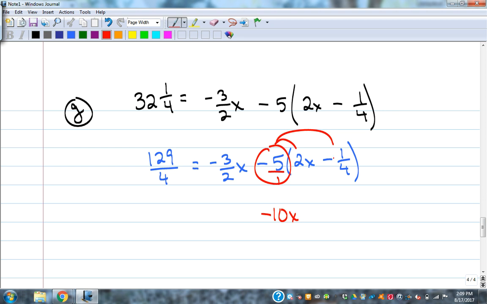And then -5/1 times -1/4. Which one? I heard two answers. I heard a -5/4 and a 5/4. +5/4. Because it's a negative times a negative. That's the reason. That's right. So I write plus 5/4.